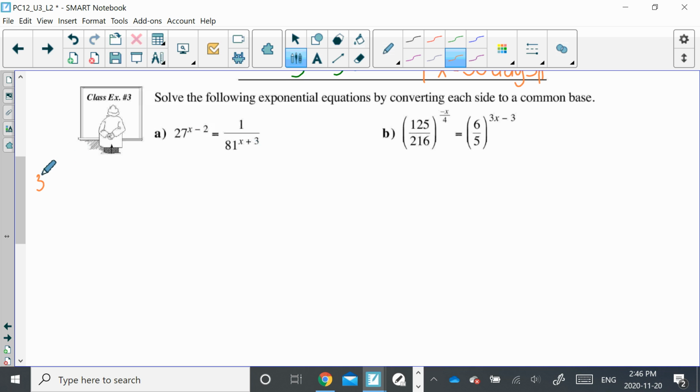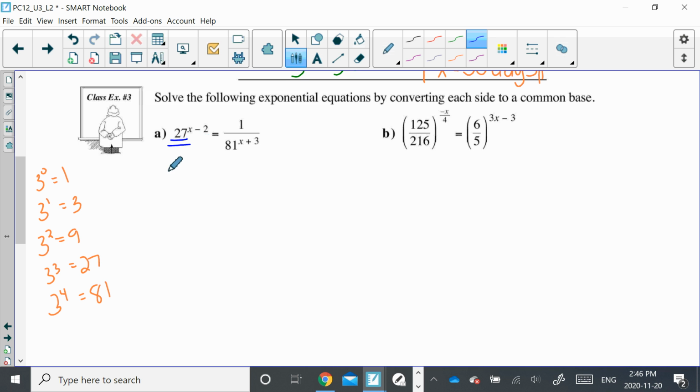Because remember, 3 to the power of 0 is 1. 3 to the power of 1 is 3. 3 squared is 9. 3 to the power of 3 is 27. And 3 to the power of 4 is 81. So we have to convert both of these to base 3.